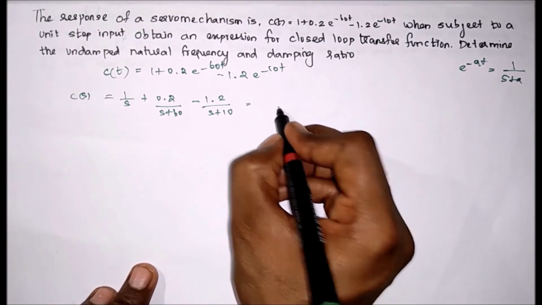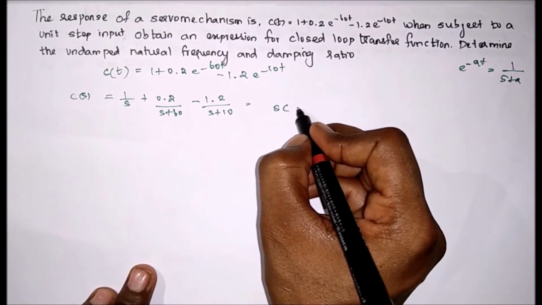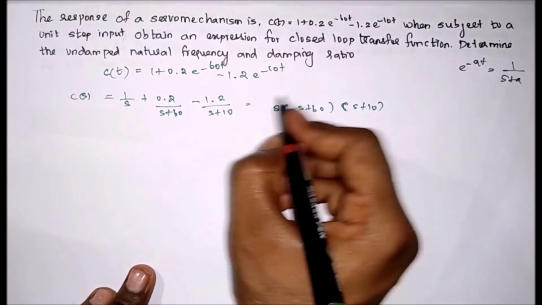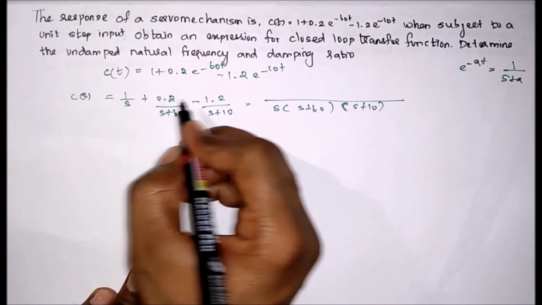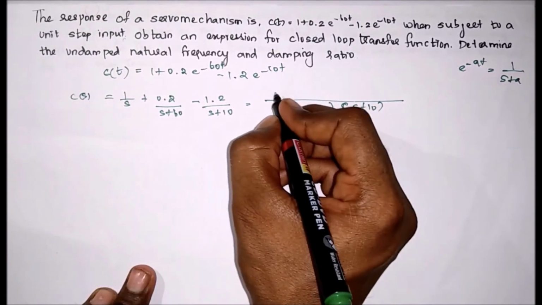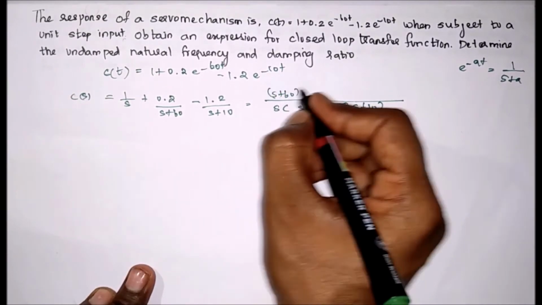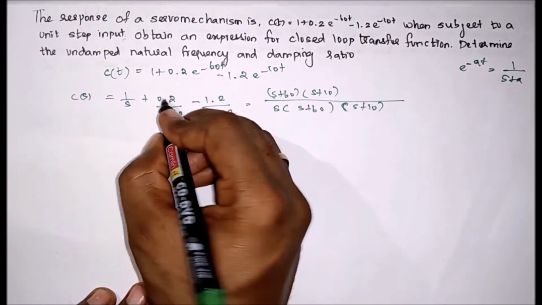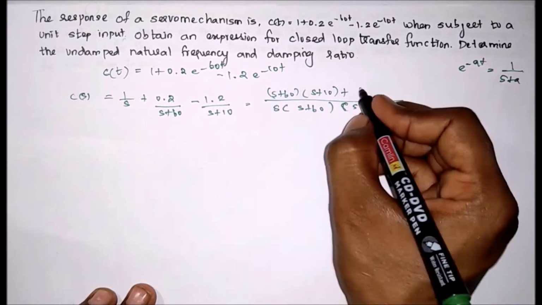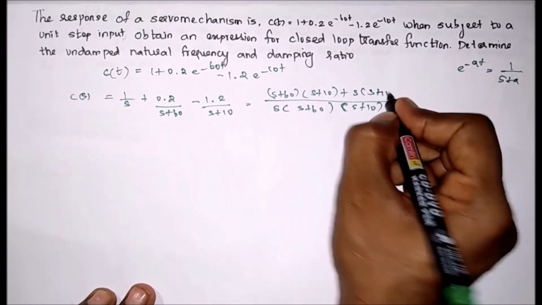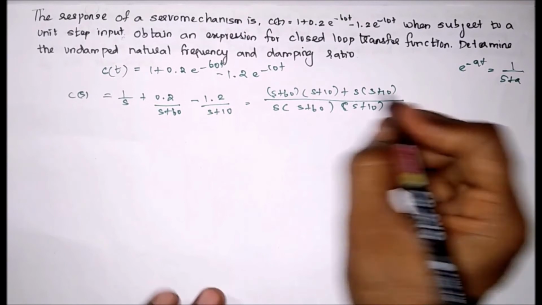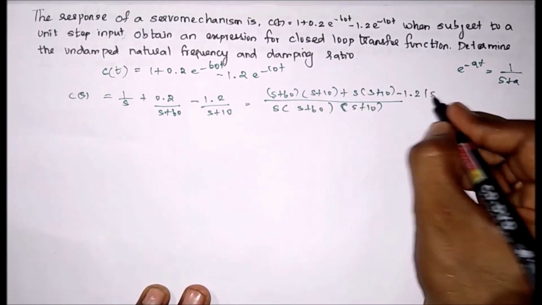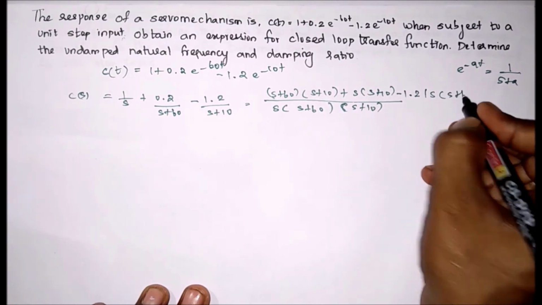If we take the LCM, the denominator will be s into s plus 60 into s plus 10. In the numerator, we have the missing terms. For the first term, s plus 60 into s plus 10. For the second term, the missing terms are s into s plus 10. Then for the last term, the missing terms are 1.2 into s into s plus 60.